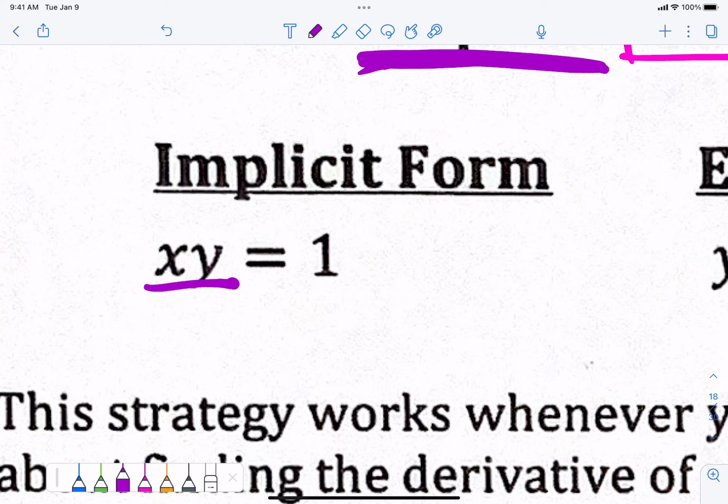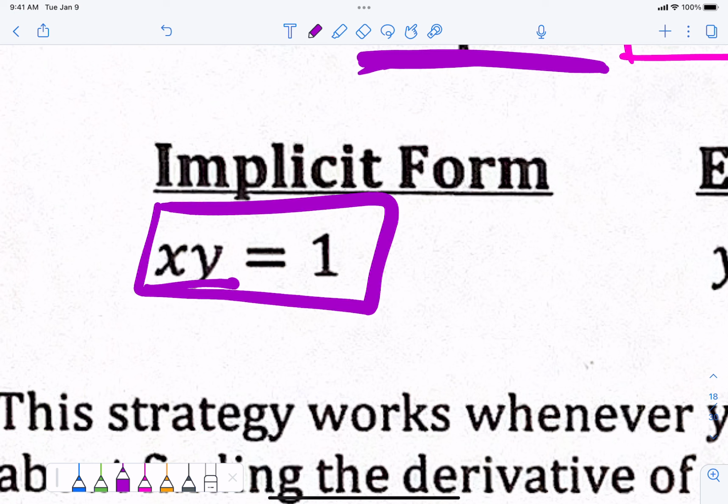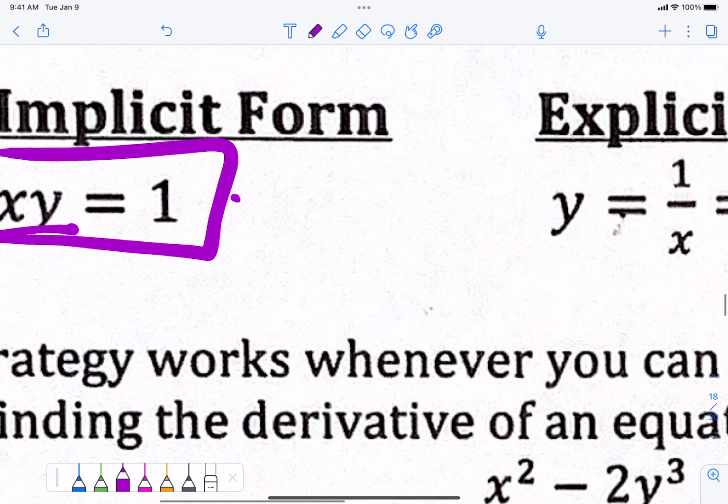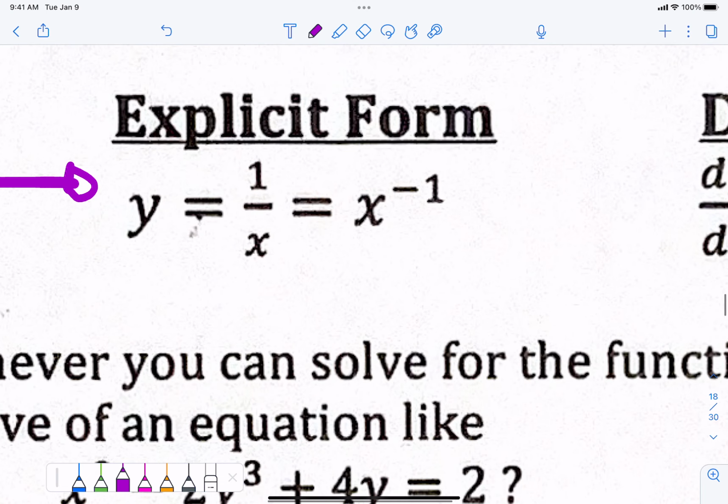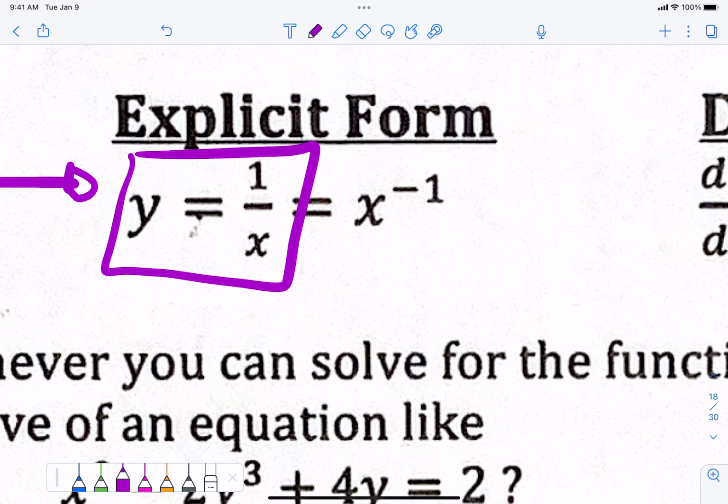So here's the deal. In this problem, x times y equals 1, I have the option of solving it for y and putting it in explicit form so that it looks like 1 over x. They've divided the x over. And then to take the derivative, I would move the x to the top to make it x to the negative 1 power. Then I would find the derivative.